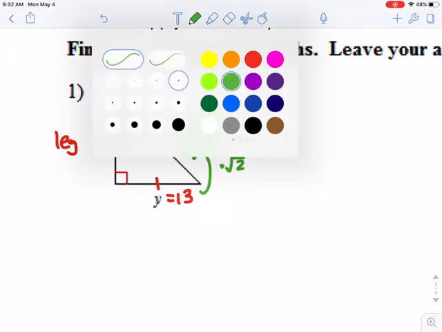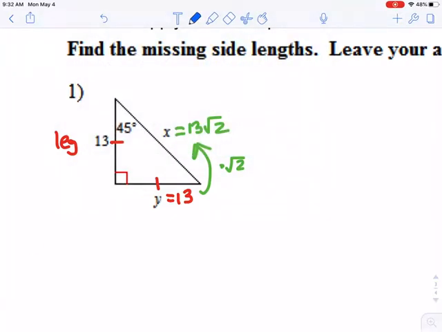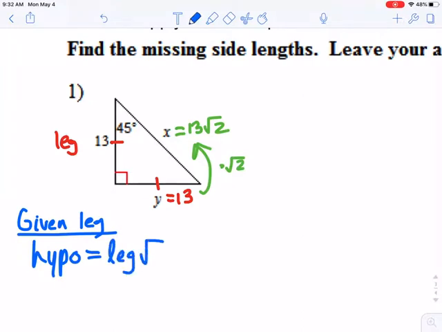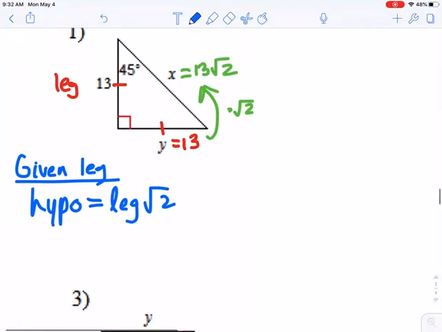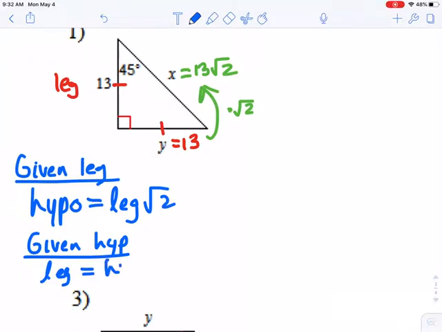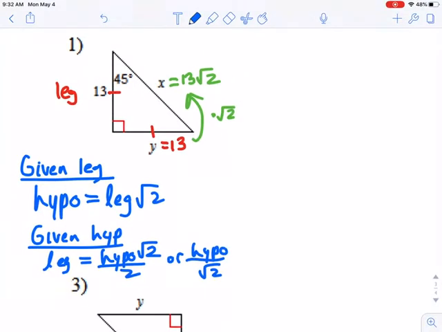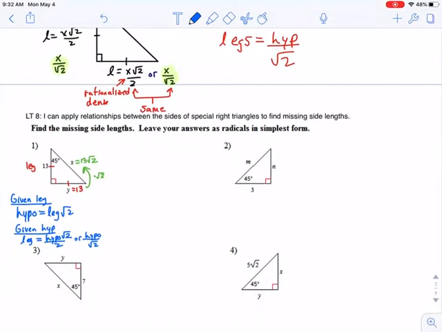All right, let's even write that down. Let's write it right here. Given leg, hypotenuse equals leg radical 2. And over here, underneath, we'll write given hypotenuse, leg equals hypotenuse radical 2 over 2, or hypotenuse over radical 2. All right, these will be the two rules we're referencing throughout these.